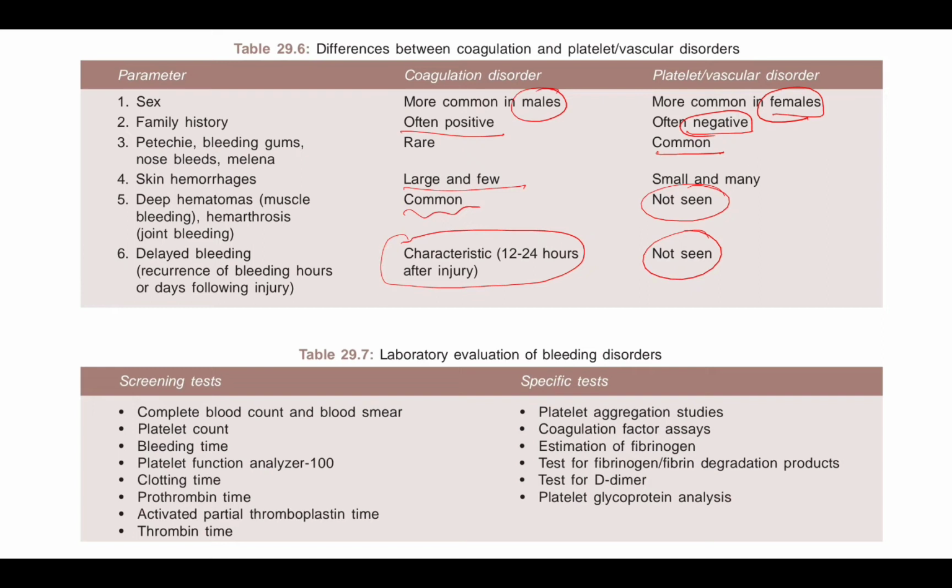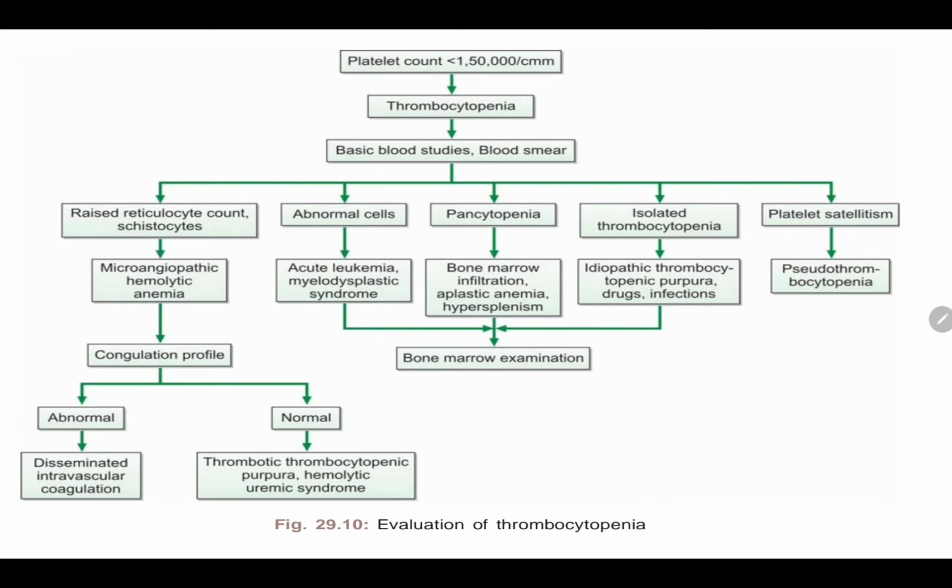Now, I will discuss the screening test and specific test. Screening test contains the CBC, peripheral blood smear, platelet count, bleeding time, platelet function analyzer 100, clotting time, PT, APTT, and TT. While the specific test contains the platelet aggregation study, factor assay, fibrinogen, FDP, D-dimer, and platelet glycoprotein analysis.